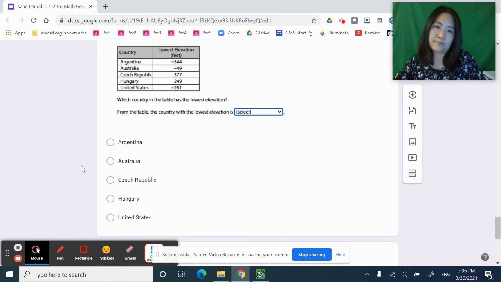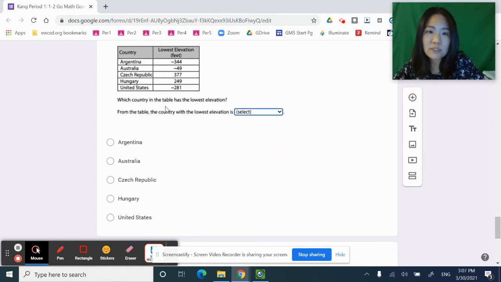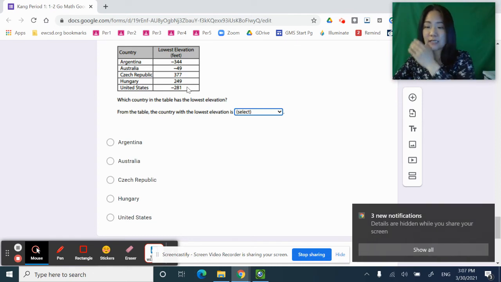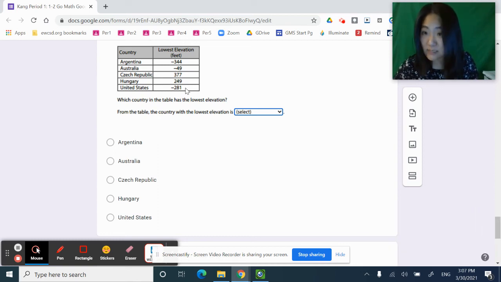Number 9. Which country in the table has the lowest elevation? So I'm not going to give you the answer, but lowest elevation again means the lowest number, the lowest value. Because they have some positives and negatives, but positives always have higher value than the negatives. So among these 3 negative numbers, elevations that you see, which one is the lowest?